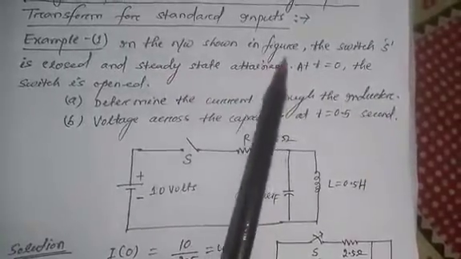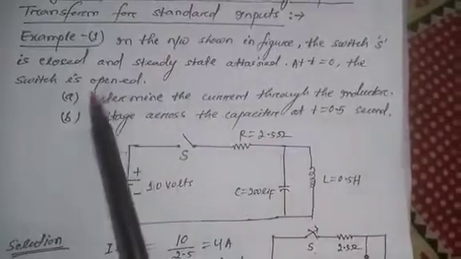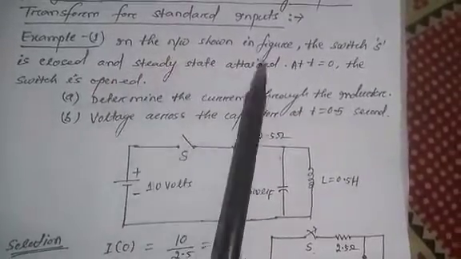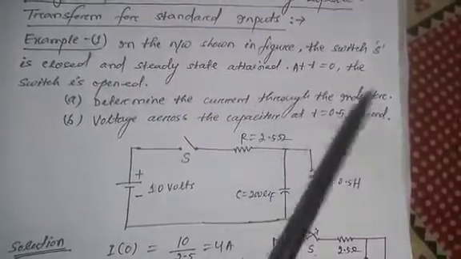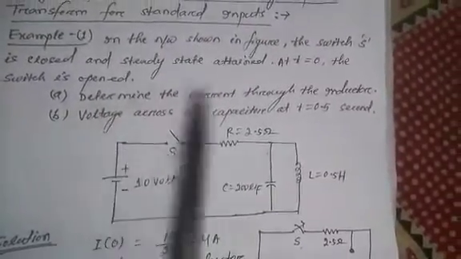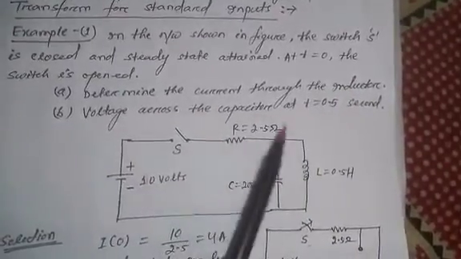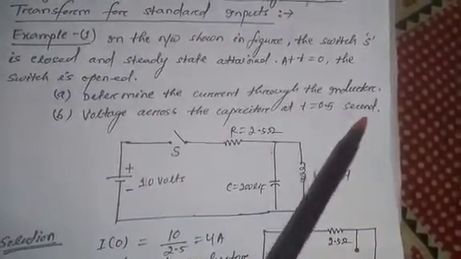In the network shown in the figure, the switch S is closed and steady state is attained. At t equal to 0, the switch is opened. Determine the current through the inductor. Next, find the voltage across the capacitor at t equal to 0.5 second.